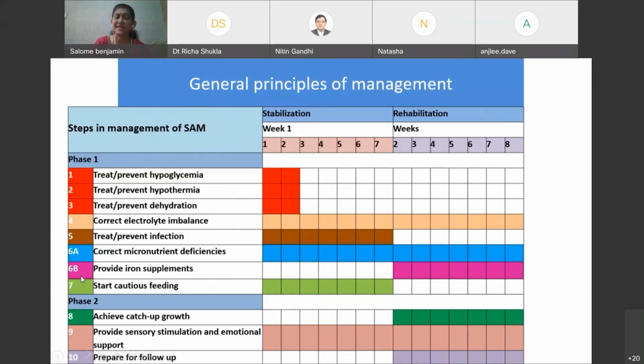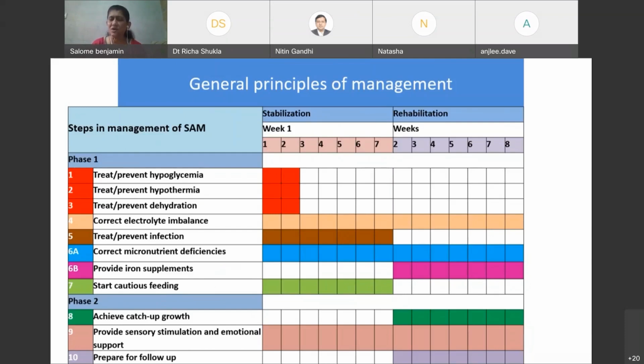The sixth step is in A and B; provide iron only later on. In the initial phase, we are not providing iron, as we know the child is infected and we need to correct other parameters. So providing iron is the sixth B step, in the rehab phase, not in the stabilization phase, because of the severe infection, and you are going to treat the child with antibiotics. And then start cautious feeding as the seventh step. As we go along, we will see this in detail, but this chart is very, very important.